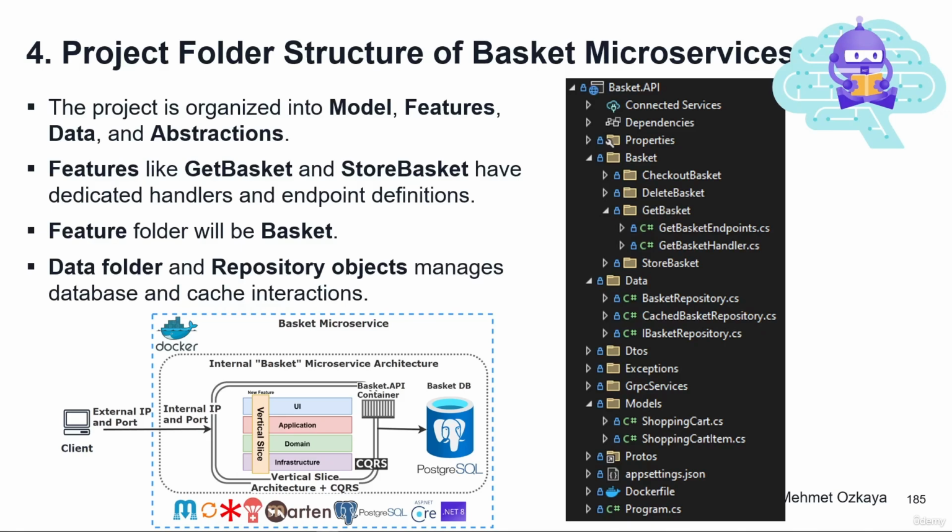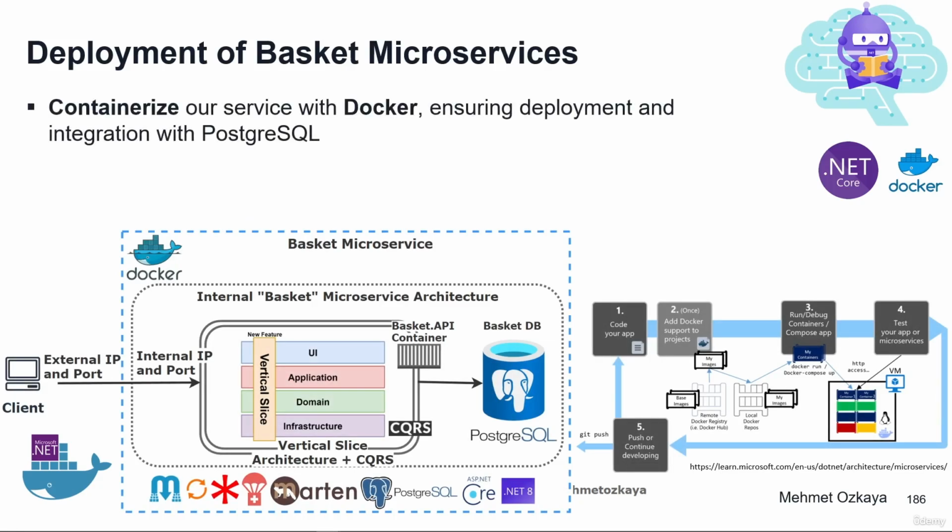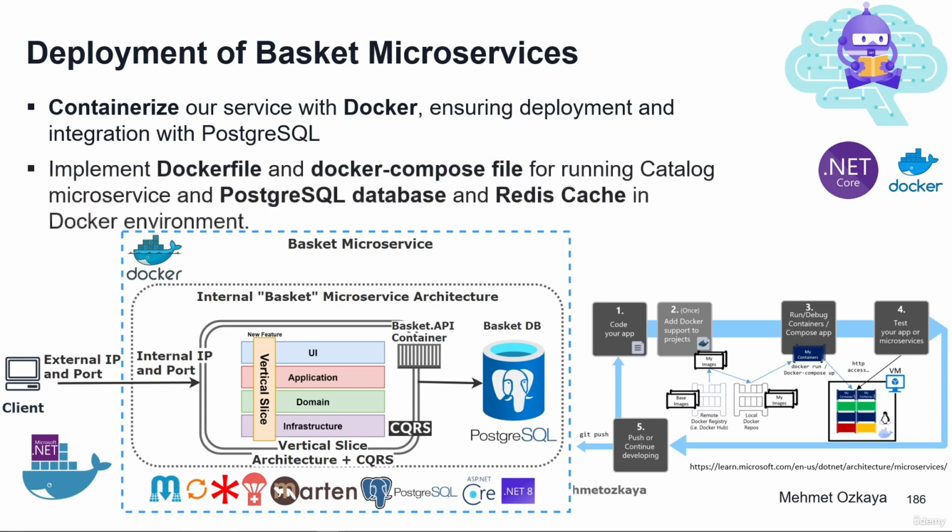So lastly, we will implement deployment of the basket microservices. We will containerize our services with Docker, ensuring seamless deployment and integration with PostgreSQL and Redis cache. And after that, we will implement a Dockerfile and Docker Compose file for running the basket microservices on a PostgreSQL database and Redis cache in a Docker environment.